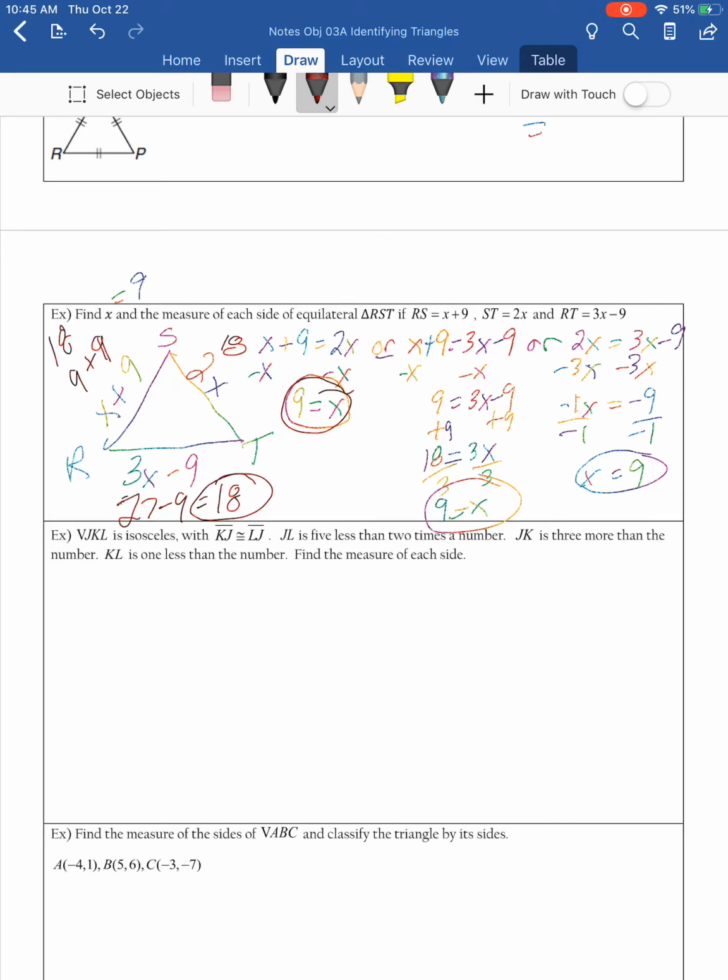Again, you don't have to do it 3 times. I'm just explaining to you that it didn't matter what side you pick because it was equilateral.